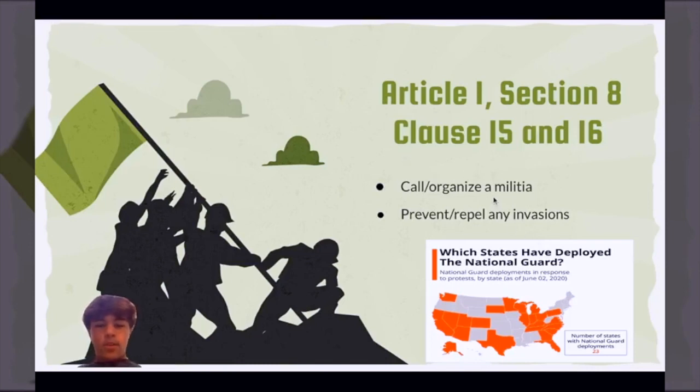So what I did specifically was Article 1, Section 8, Clause 15 and 16. Clause 15 and 16 basically say that Congress has the power to call and or organize a militia to try and prevent or repel any type of invasion. And the map at the bottom right, all the states in orange have a National Guard.